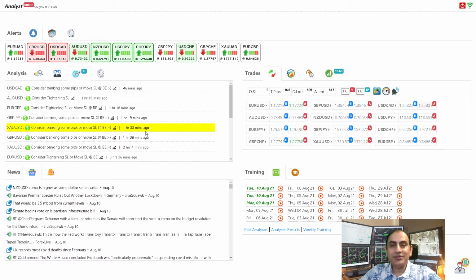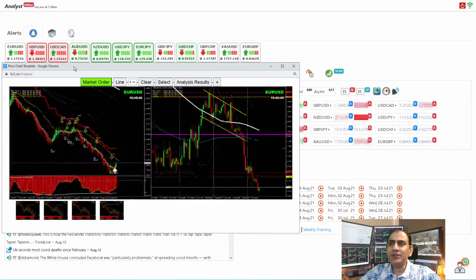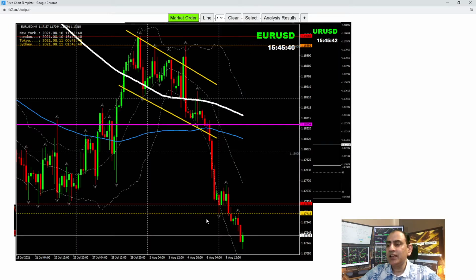Let's dig straight into the three major currency pairs: Euro USD, Pound Dollar, and Dollar Yen. All right, Euro USD. If you look at the 4-hour chart, we had a beautiful trade last week on Friday. You can see amazing, beautiful pips.